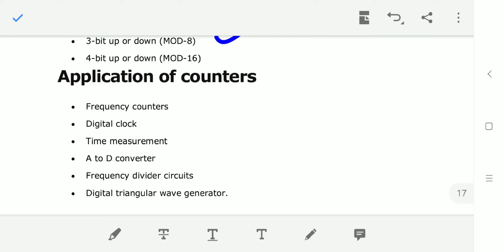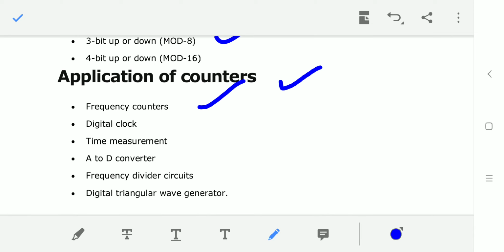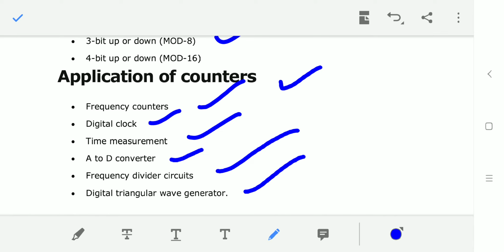Applications of counter: frequency counters, digital clock, time measurement, A to D converter, frequency divide circuits, digital triangular wave generator.